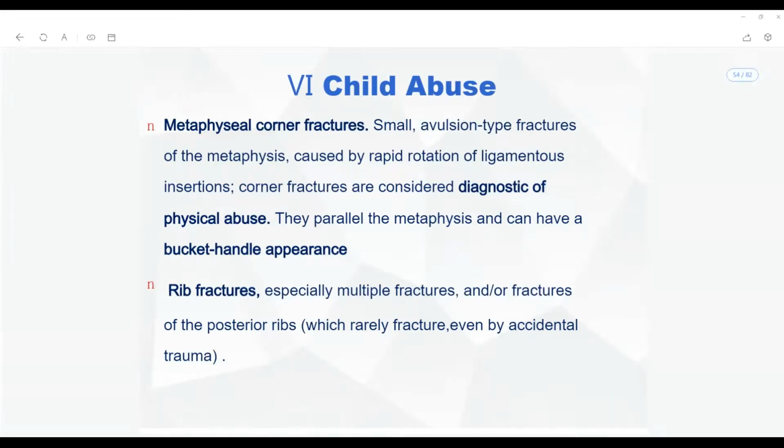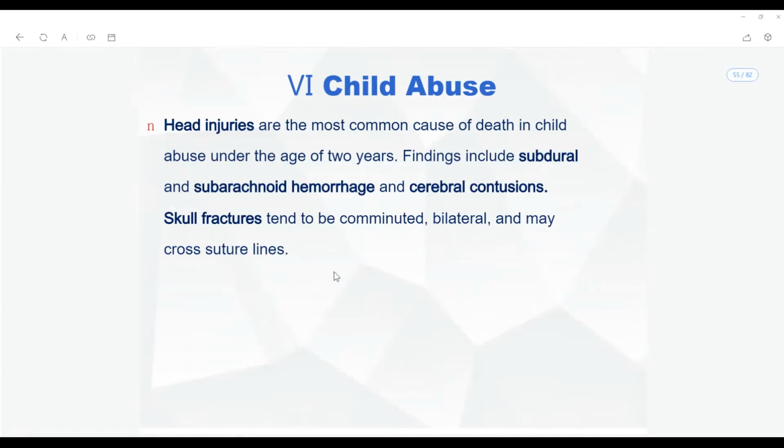And other things to observe here are the rib fractures. There will be multiple rib fractures, and generally the ones present are posterior rib fractures as well. And then the spinous processes of the vertebrae are also broken, right? And the other thing it can cause is head injuries, which is called shaken baby syndrome, in a baby under the age of 2 years, where the anterior fontanelle and the posterior fontanelle are not closed, they will be quite open.